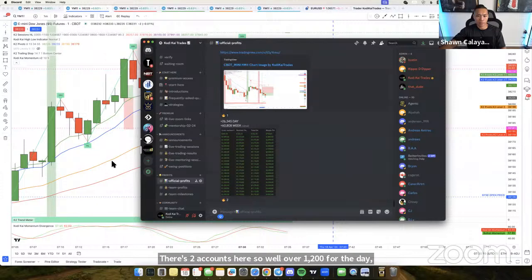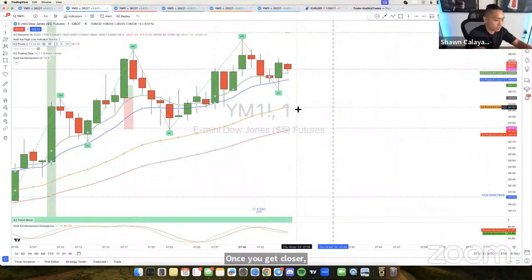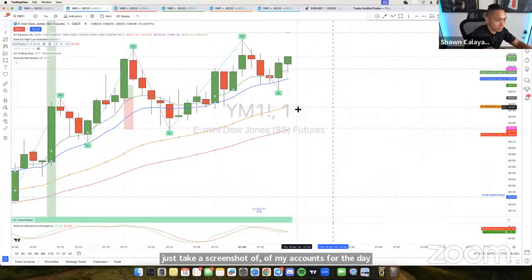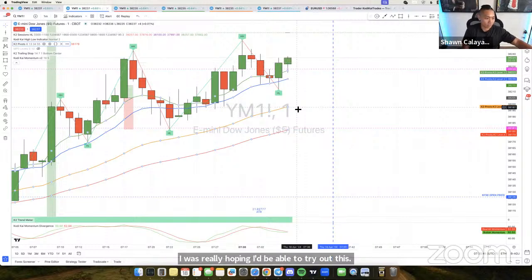And here are my profits for the week so far. I haven't taken anything so far, but I'll wait. We're not there yet. Once you get closer to like 740, I'll go to that, and I'll just take a screenshot of my accounts for the day. I'll just take it now so that you guys can see. You can see I have nothing for the day. I was really hoping I'd be able to try out the execution here on TradingView, but it's not looking like it. Not for today, at least.